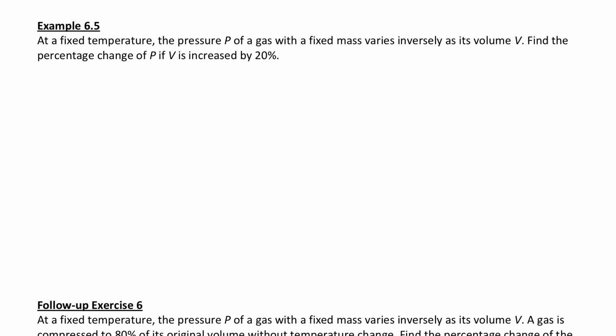Example 6.5. Similar questions with direct variations. Not only will the question give you some numbers from which we can find the constant k, we can then find the values back if I know one of the variables. Second type of question is related to percentage change. It gives you the relationship between P, the pressure of a gas, and the volume, which varies inversely. You can write down P is equal to k over V, where k is a non-zero constant.